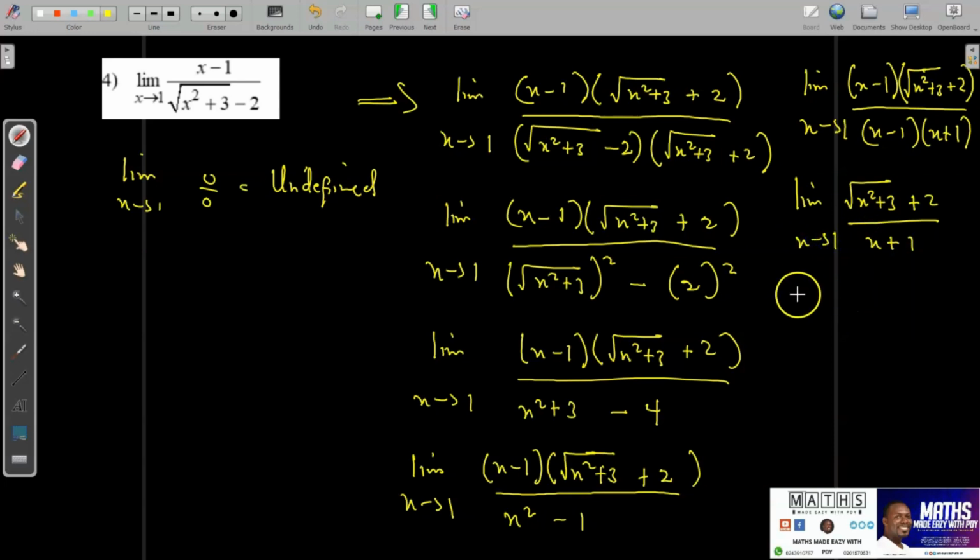At this point, we can go ahead and substitute our 1 in there. So we have the square root of (1 squared plus 3) plus 2, all over 1 plus 1, which leaves the numerator as 2 plus 2, all over 2, and the final answer is 2. So the solution to this question, the limit of (x minus 1) divided by (the square root of (x squared plus 3) minus 2) as x approaches 1, is 2.